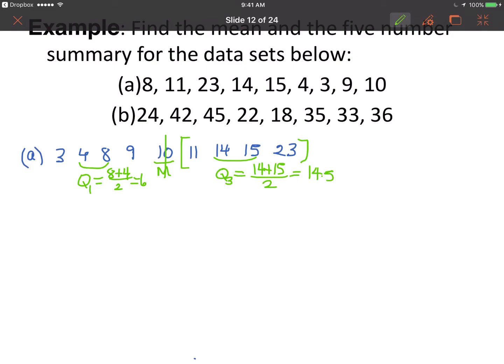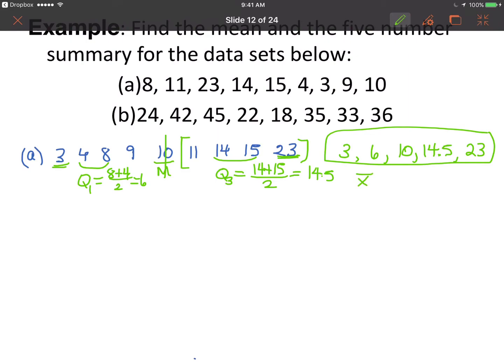So my 5-number summary, I need to add in the min and the max. So I get 3, 6, 10, 14.5, and 23 as my 5-number summary. The question also asked you to find the mean. So for the mean, you should be adding all the numbers up and then dividing by 9. And for that, you should get 10.78.